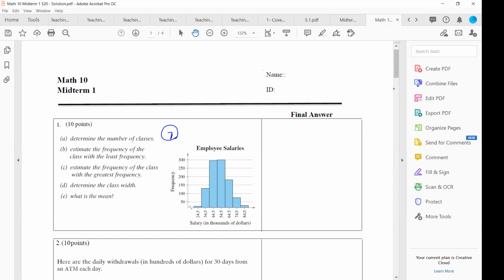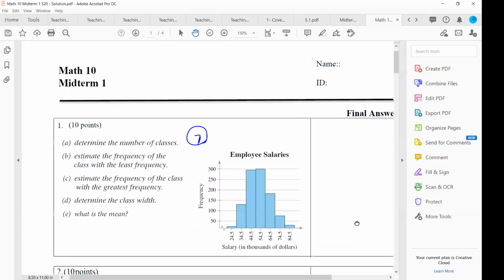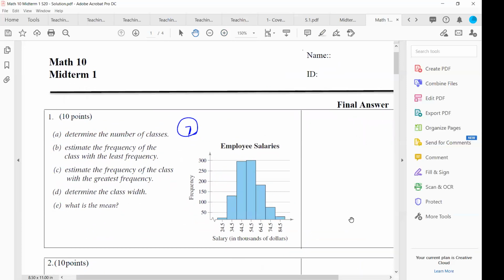Second question says, estimate the frequency of the class with the least frequency. What's the meaning of least frequency? So it means that the repetition or the count in that class, in that bin, is the lowest. It means that you have to select the smallest bar. So the first bar seems to be the smallest bar here.